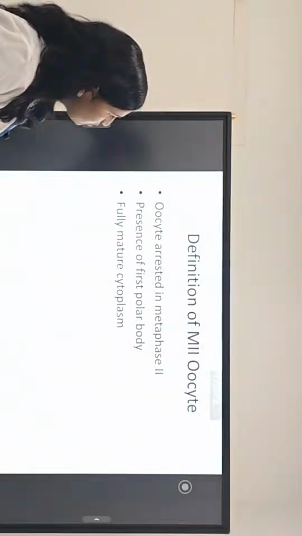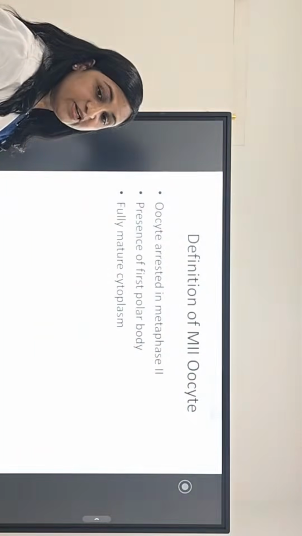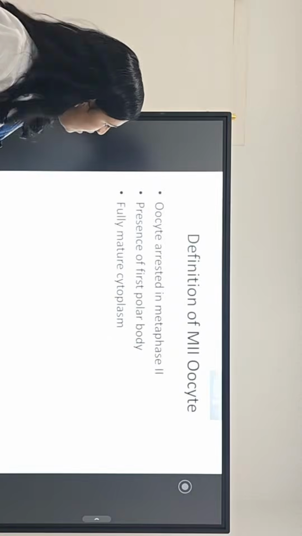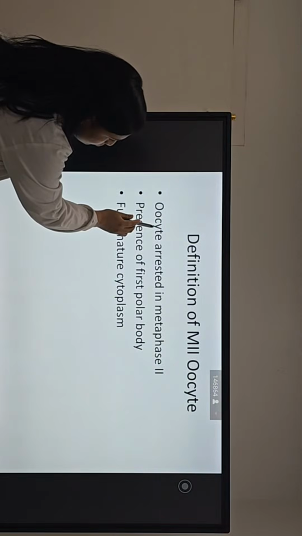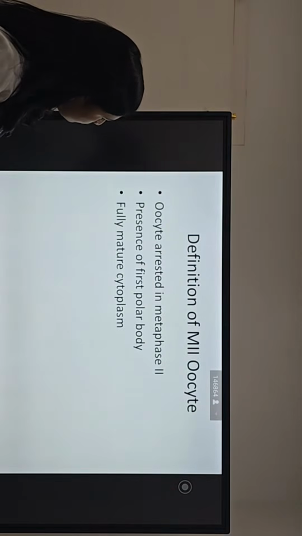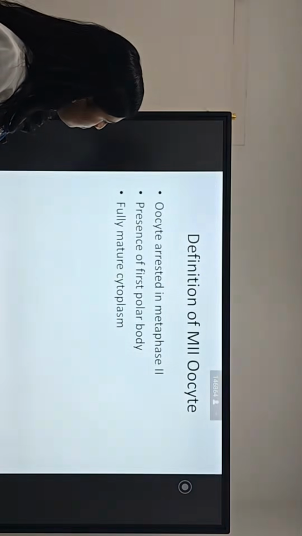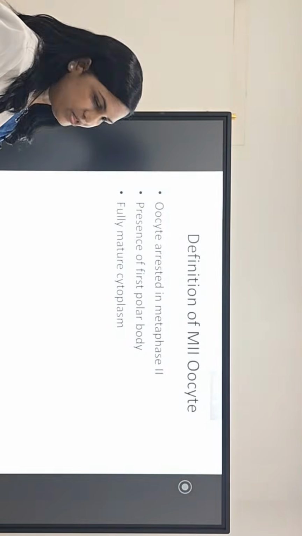So, finally coming to the definition of M2 oocyte, which is, as I said, the best oocyte for IVF. It is an oocyte arrested in metaphase 2 with the presence of a first polar body and with a fully mature cytoplasm.